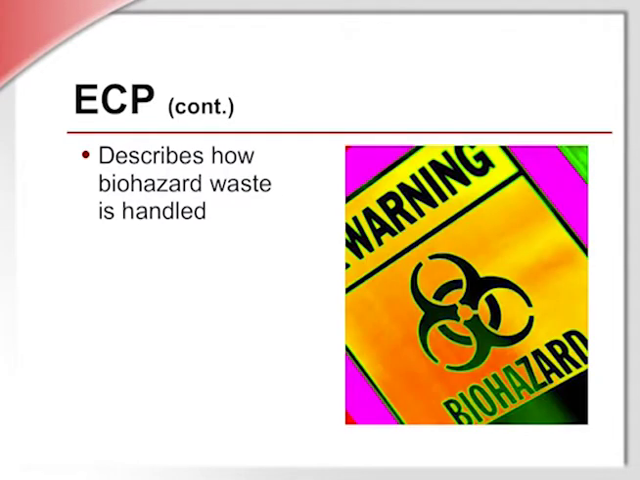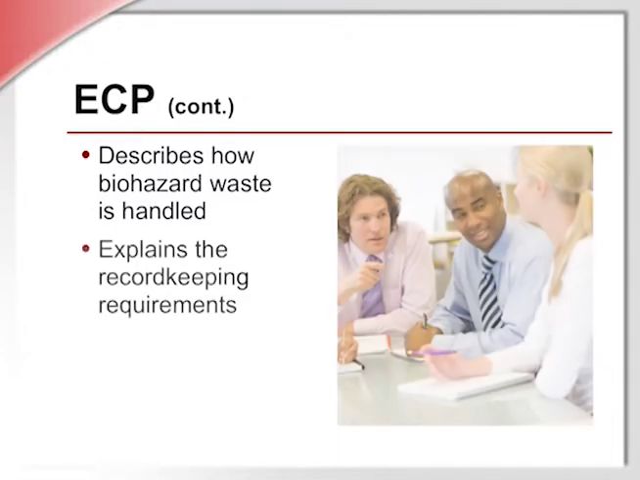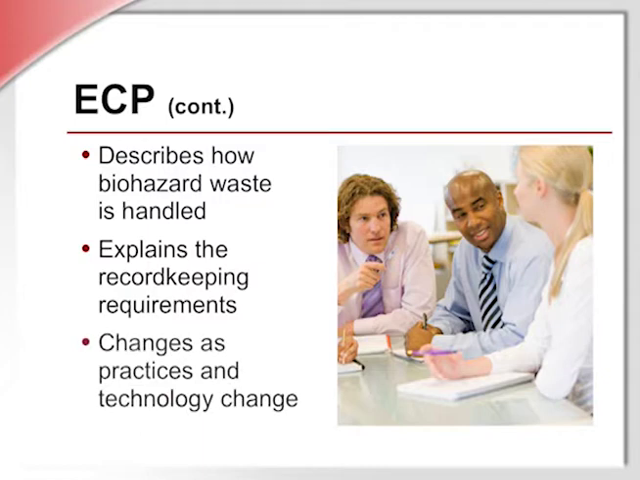The ECP also describes how biohazard waste is handled to prevent others from coming in contact with it. This waste includes contaminated rags, PPE, broken glass, and other material that could transmit an infectious disease. Finally, the ECP explains the record-keeping requirements of the Bloodborne Pathogens rule. Remember that the ECP is open to change as practices and technologies change. Be sure to give input if necessary and review our ECP often.